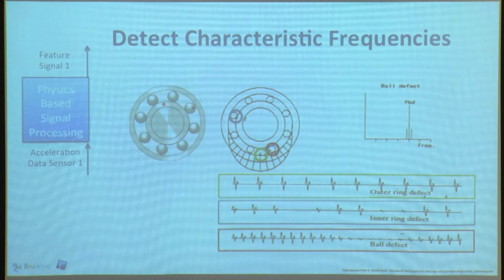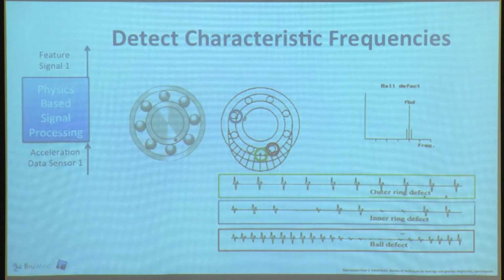Then the last one is a ball defect, or a roller defect, where you have a lot of impacts because the roll will continuously rotate, and again you get this going up and down due to the fact that you go in and out of the load zone. And again, you get a very distinct signature. This is perfect, works fantastically.